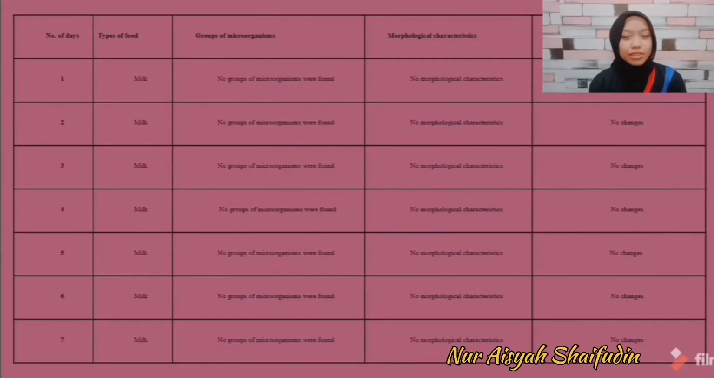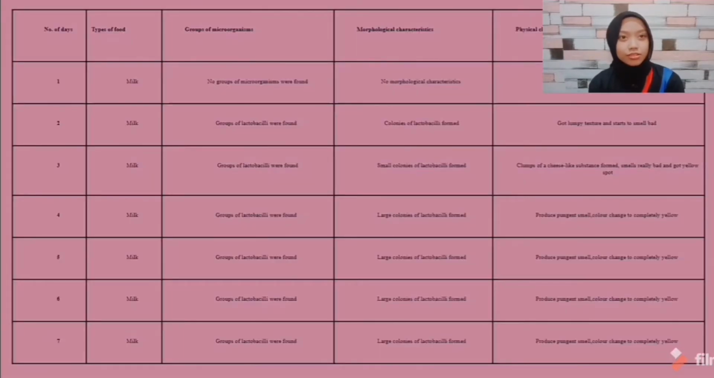Thank you. This is the result for milk A with closed system. Based on the results, milk A did not have any changes in terms of groups of microorganisms, morphological and physical characteristics even after 7 days of observation. Meanwhile, the results for milk B with open system are different.